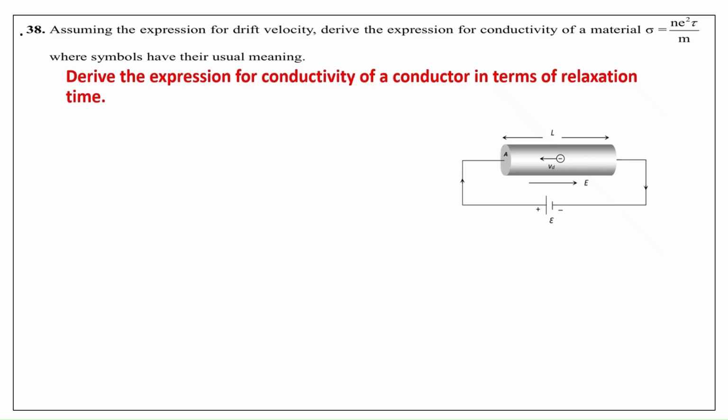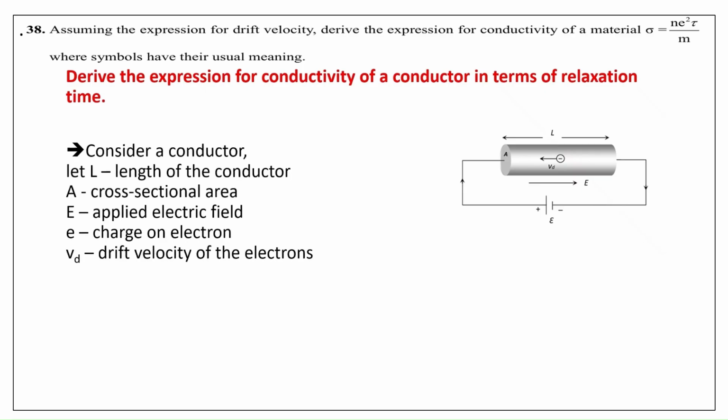38. Assuming the expression for drift velocity, derive the expression for conductivity of a material, sigma is equal to n e square tau by m, where symbols have their usual meaning. Answer. Consider a cylindrical metal wire of length L and uniform cross-sectional area A. The conductor is connected to a battery as shown in the figure. When a potential difference is applied across the ends of the conductor, an electric field E will be set up in the conductor. Due to this electric field, the electron drifts with a velocity Vd in a direction opposite to the direction of electric field.